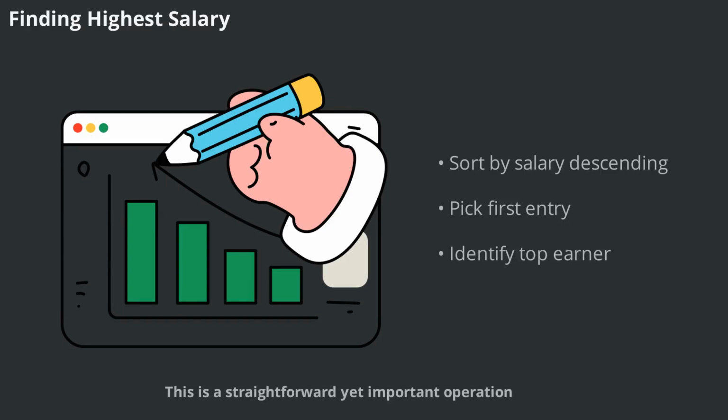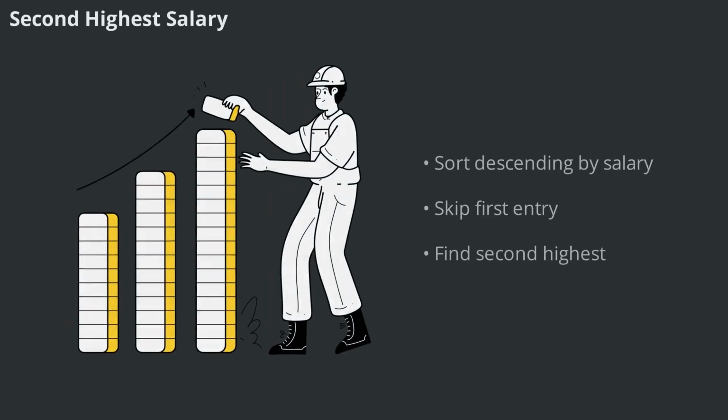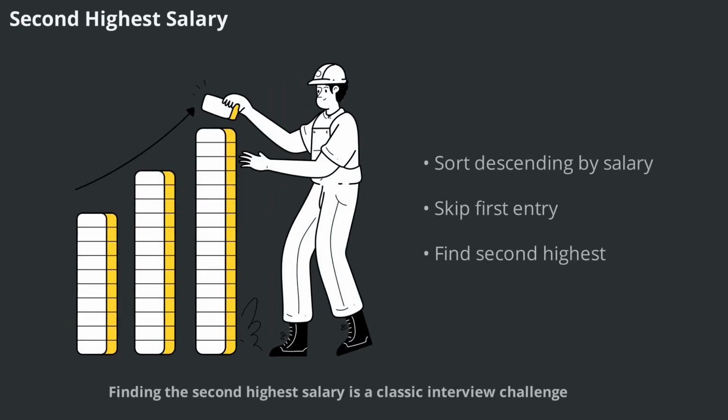This is a straightforward yet important operation, often used in compensation analysis and interviews. Finding the second highest salary is a classic interview challenge. After sorting by salary in descending order, you can skip the first entry and pick the next one. This demonstrates your ability to manipulate streams for ranking and selection.